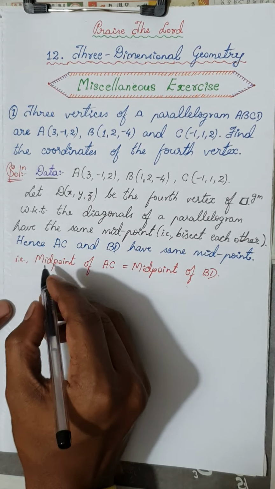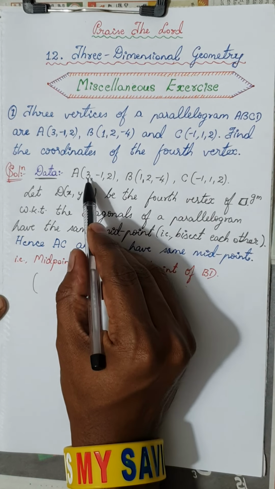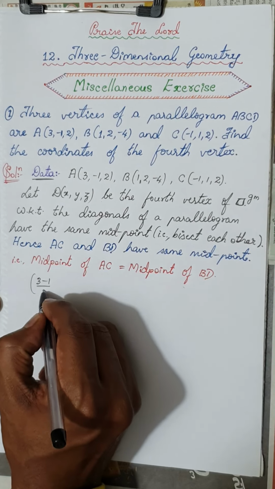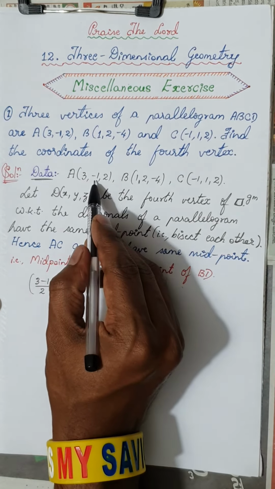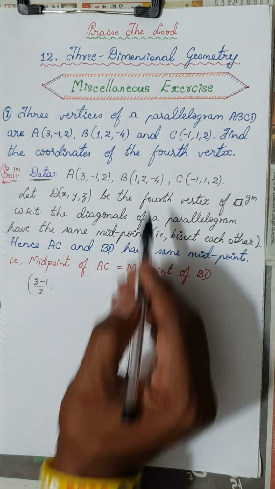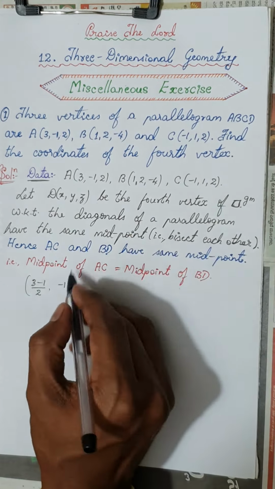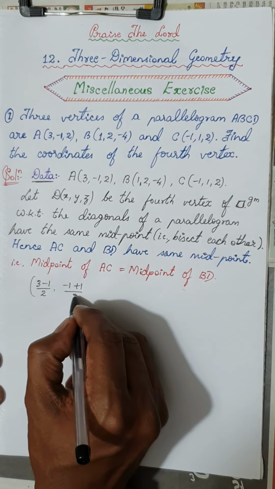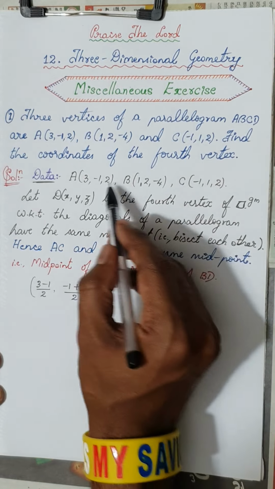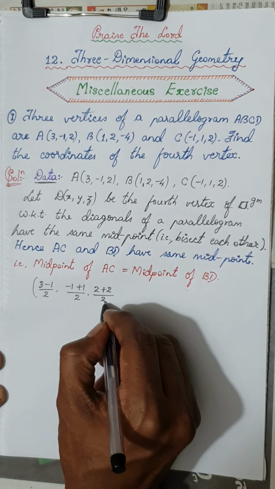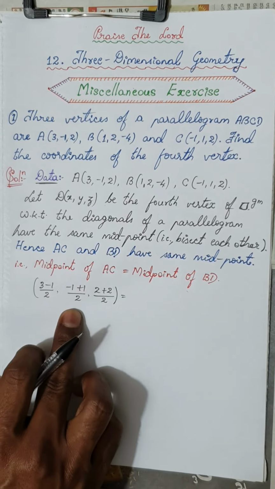So using the midpoint formula, we know the coordinates of the midpoint are (x1 plus x2) by 2. Here, (3 minus 1) by 2, then (y1 plus y2) by 2. Remember, I am taking it for AC. y1 is minus 1 plus y2 is plus 1, so (y1 plus y2) divided by 2, and (z1 plus z2), that is nothing but (2 plus 2) whole divided by 2. This is the midpoint formula for AC.